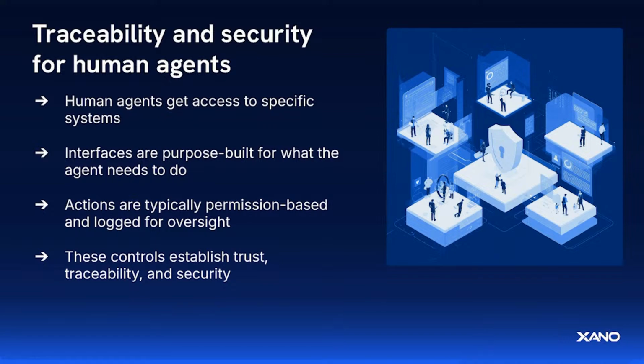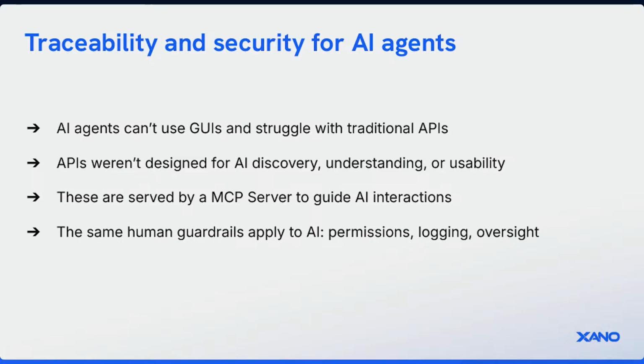Now, AI agents don't use graphical user interfaces. And for AI, traditional APIs are hard to discover, understand, and use. And that's why we use MCP tools, custom instructions, and AI protocols served by an MCP server.